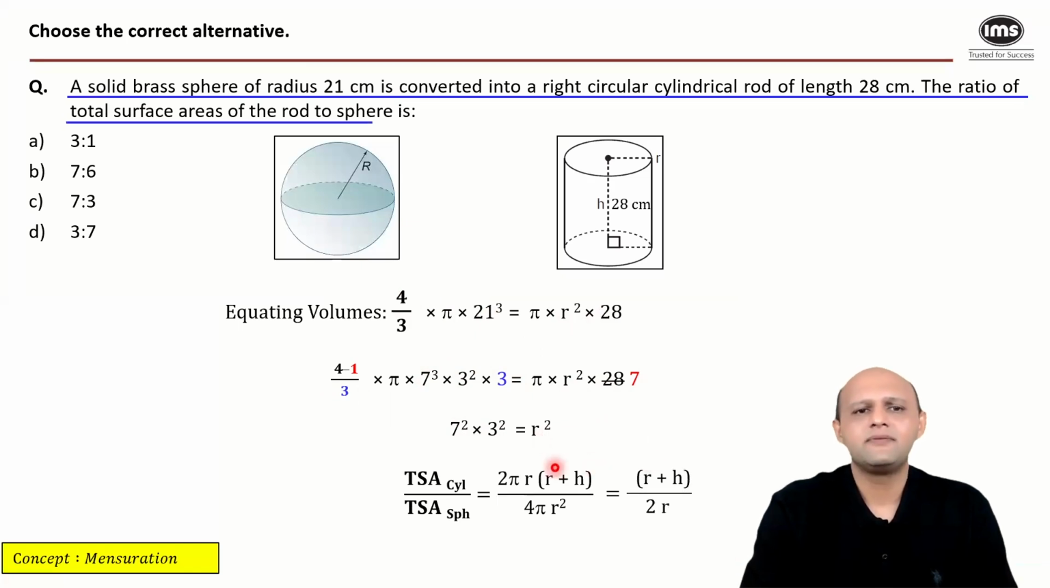And what is it that we are supposed to do here? We're supposed to find the total surface area of the cylinder, which is the rod, to the sphere. What is the total surface area of the cylinder?